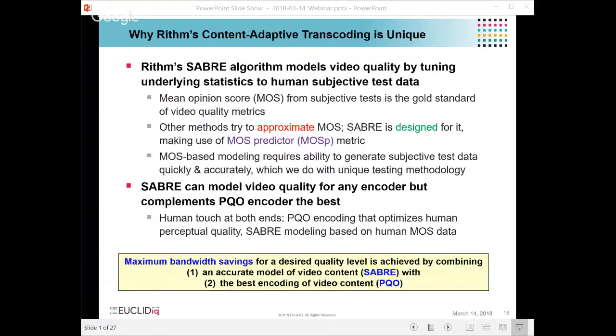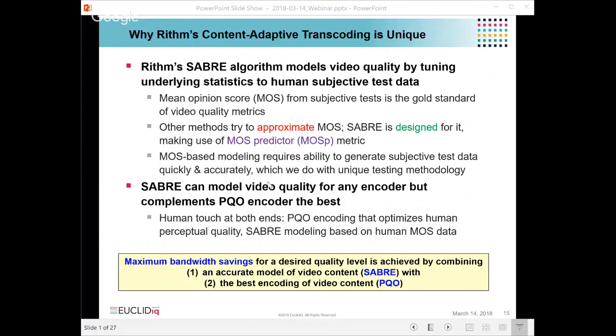With that background, let me now explain why Rithm's content adaptive transcoding solution is unique. Rithm's Sabre algorithm models video quality by tuning its underlying statistics to human subjective test data. It's widely agreed that mean opinion score, or MOS, from subjective tests is the gold standard of video quality metrics. However, while other content adaptive algorithms use metrics that try to approximate MOS, Sabre is designed for it, making use of a MOS predictor, or MOS-P metric, that is calculated using MOS data from actual subjective tests.